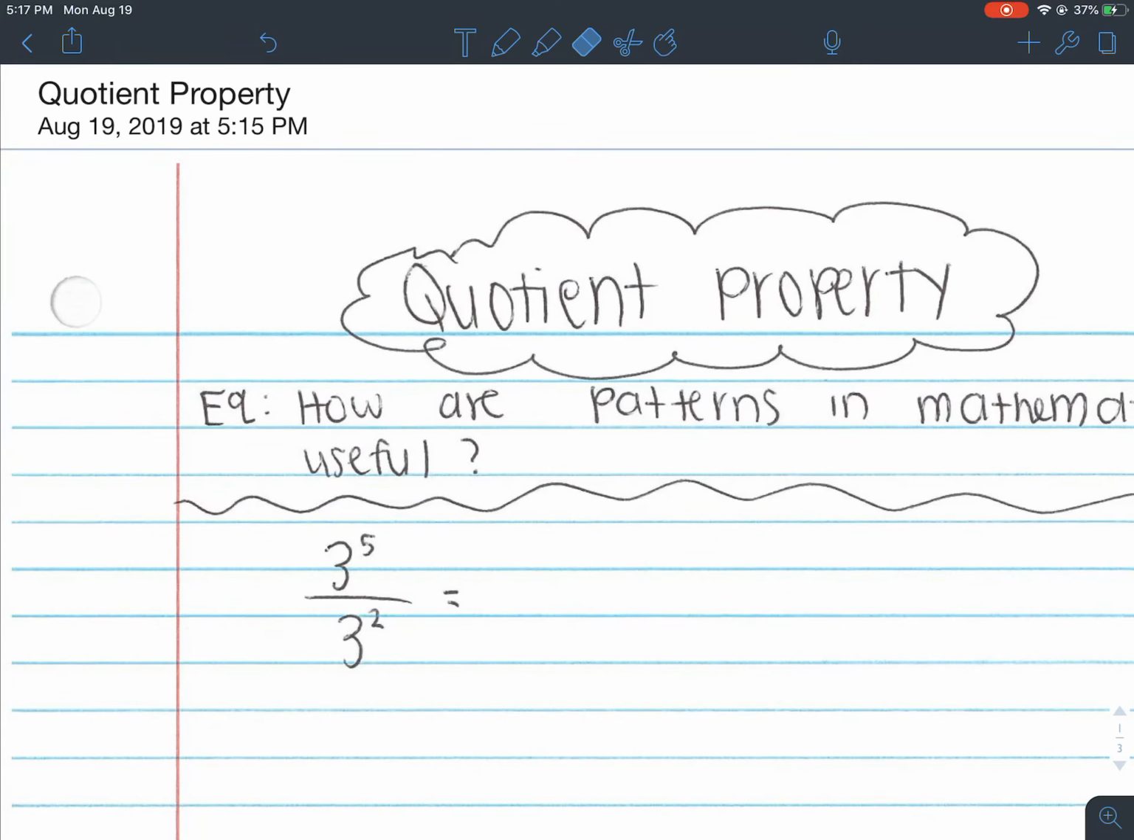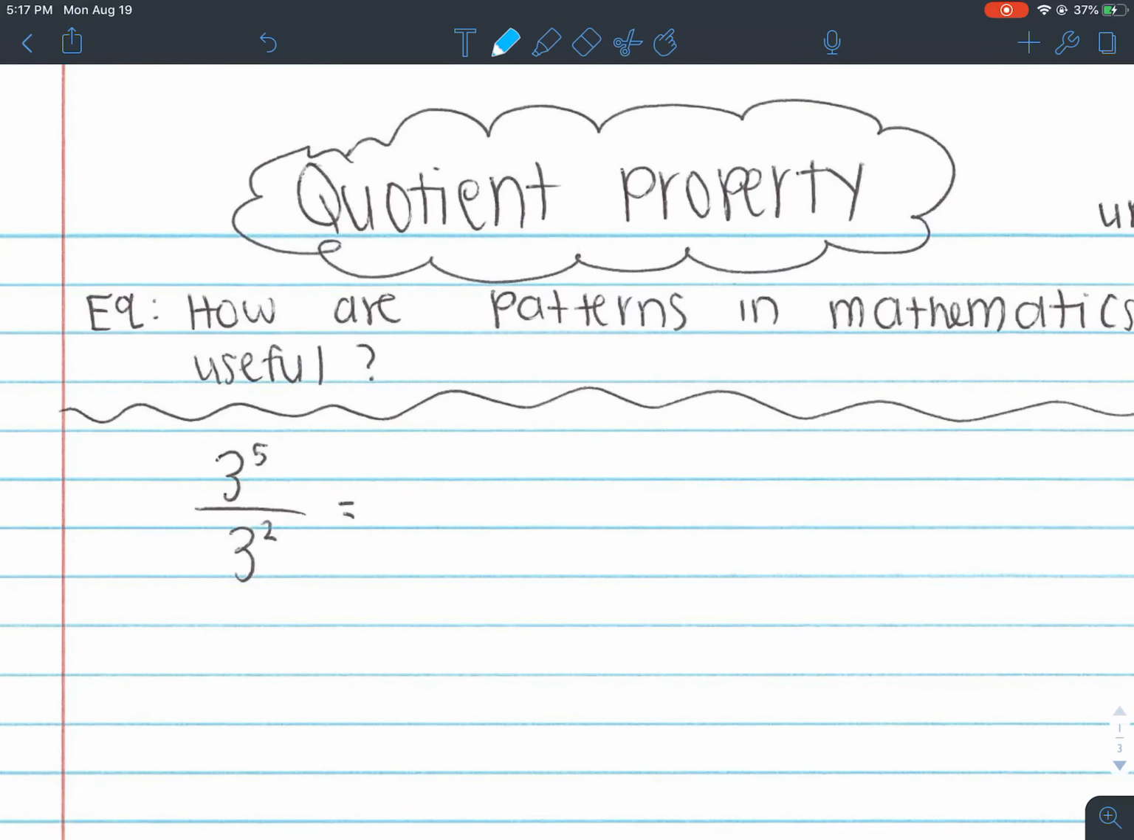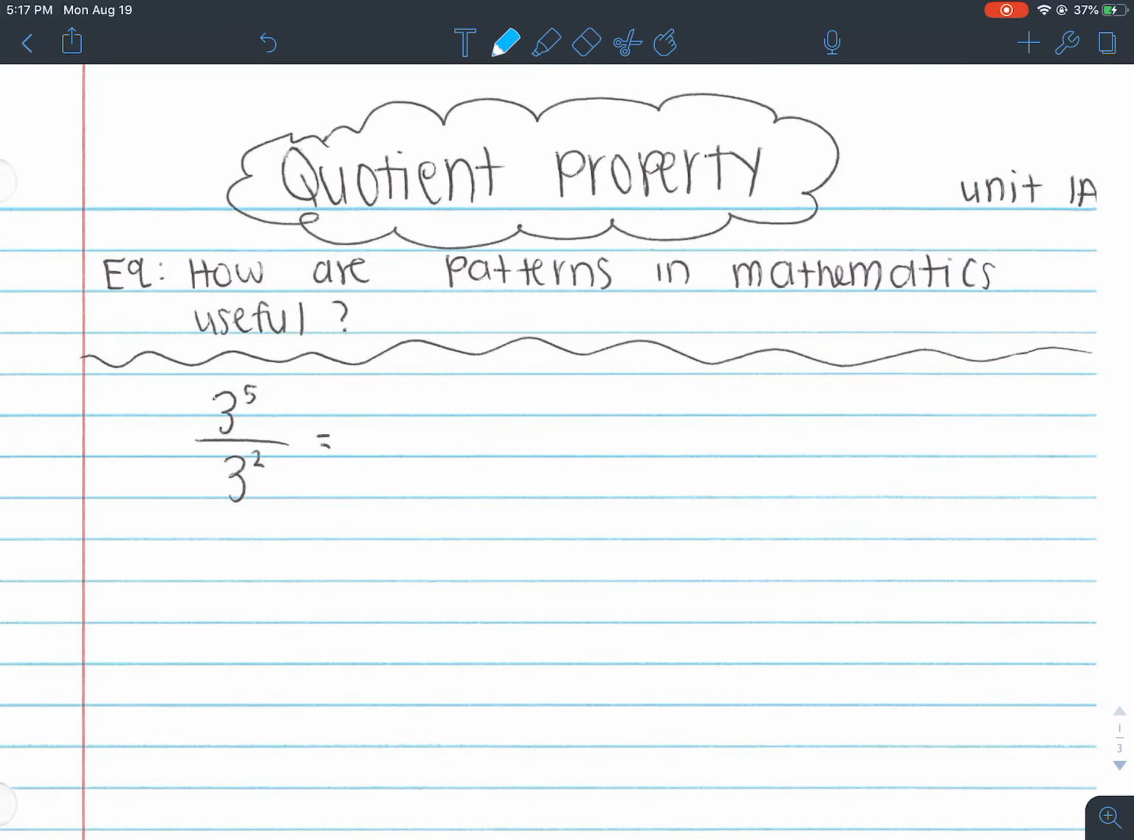So today we're going to look at the quotient property. We're still in Unit 1A. Essential question is, how are patterns in mathematics useful? Like I said last time, patterns are helpful because it allows us to take shortcuts. It allows us to see a pattern and recognize it and be like, oh, I can do this for every problem that I see that is like this.